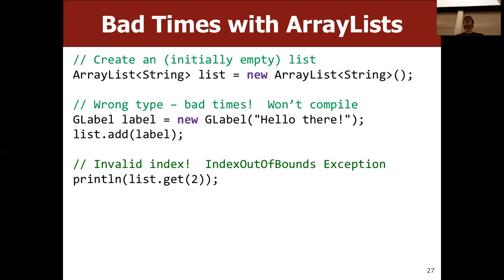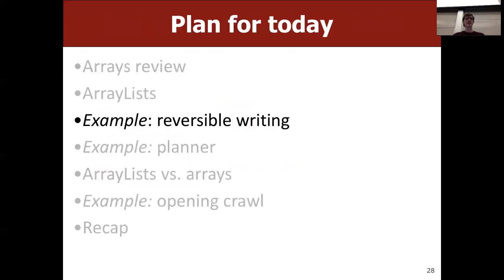How many people ran into index out of bounds exceptions when working with arrays? A lot of people. Yeah, so you all know this pretty well. So just be careful with your indices. Just like for arrays, ArrayLists are pretty persnickety about giving you valid indices back. So something to watch out for. Okay, so that's kind of a first intro of ArrayLists. Any questions before we move on into our first example?